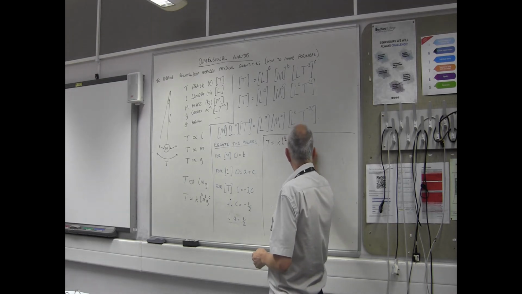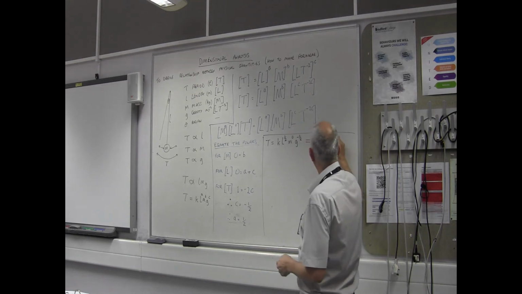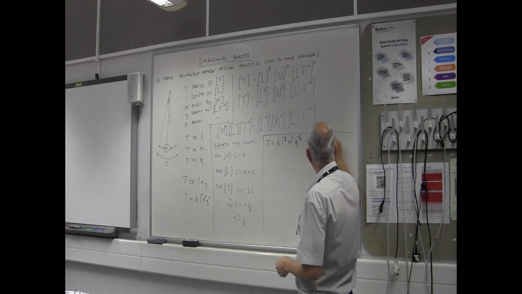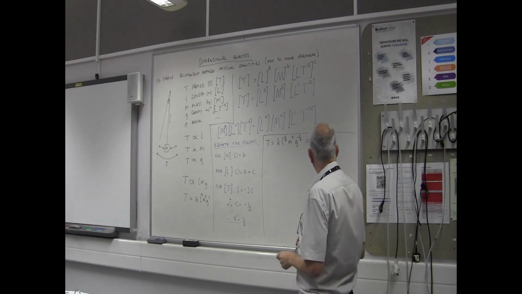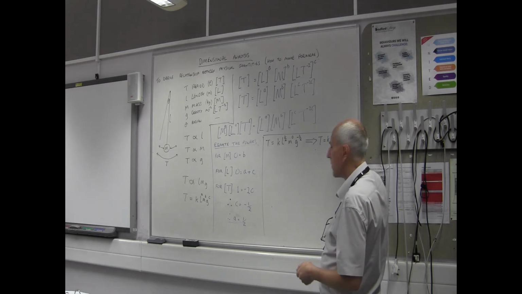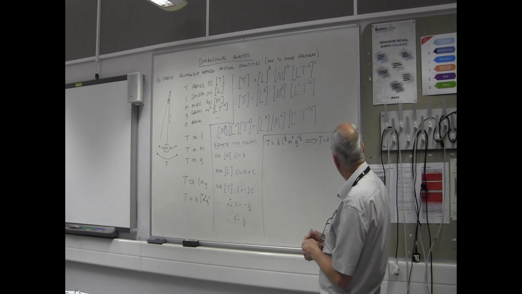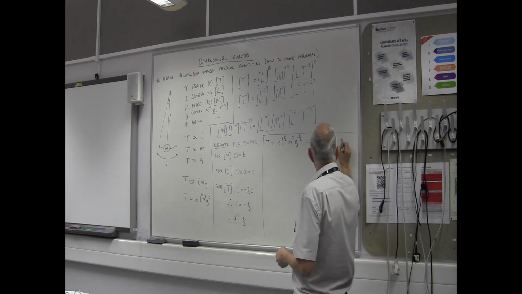Which I can write like this. T equals L, don't forget the K, L to the 1/2 divided by G to the 1/2. I nearly put minus in, 1/2, because it's -1/2, so it's going to be on the denominator. Okay? Or, I can write it like this.